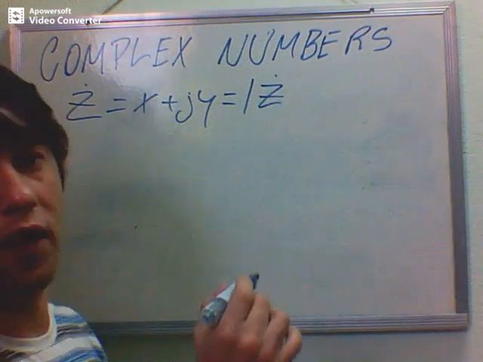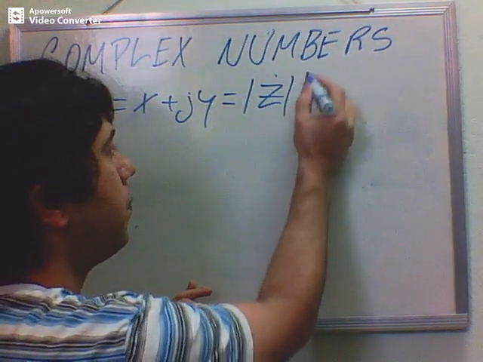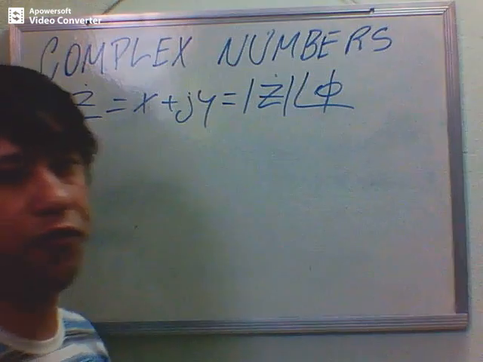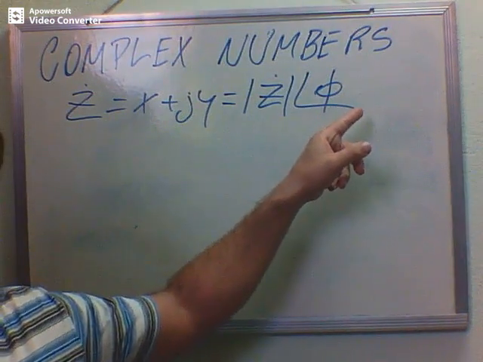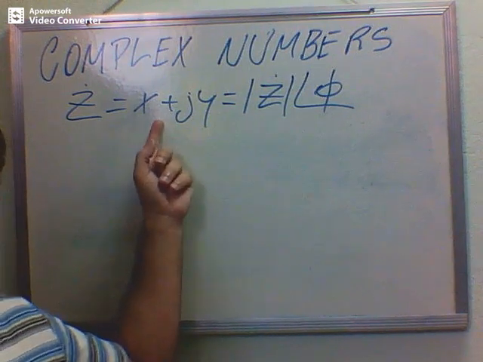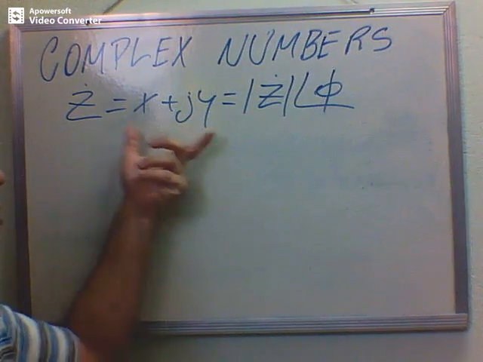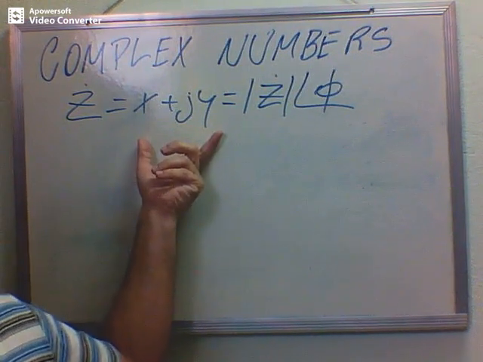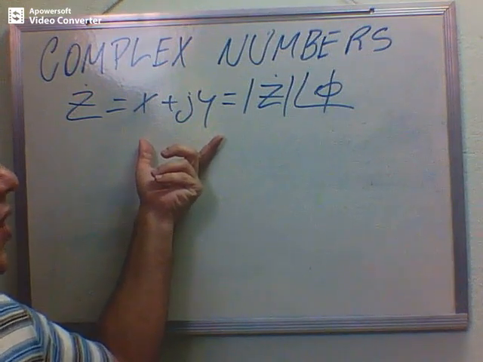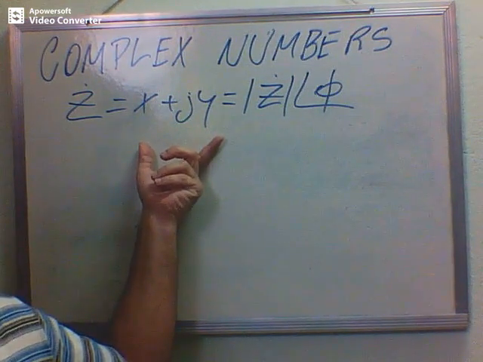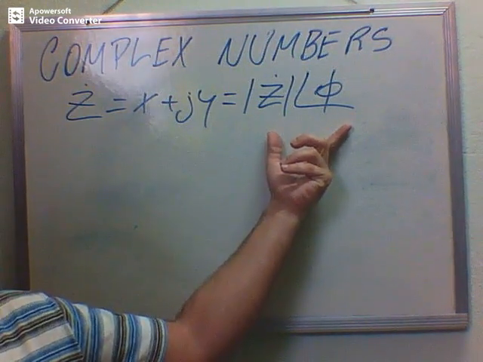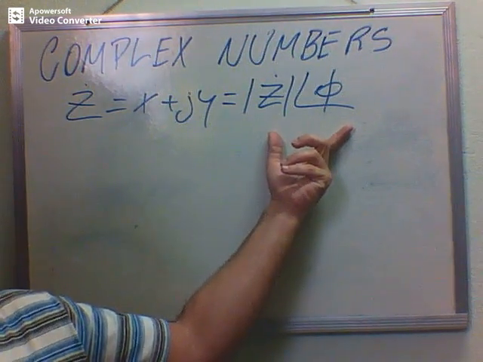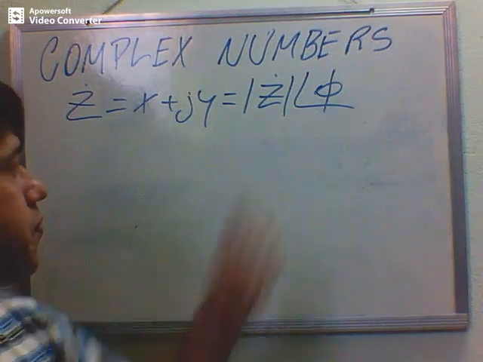The magnitude of the complex number and a phase. This phase is going to represent the shift from the real axis. This is the Cartesian representation of the complex number, and this is the polar form, or the polar representation, of the complex number.